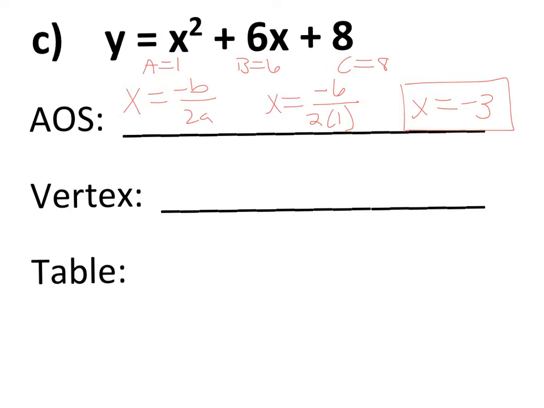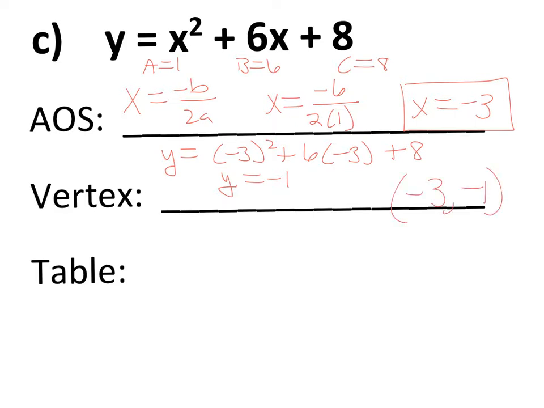Now I'm going to plug that in. Be careful when you plug in that negative: put parentheses around it. So I've got negative 3 squared plus 6 times negative 3 plus 8. You can just type that straight into your calculator, which is what I'm doing right now. Just give me a second here. And we end up with negative 1. So y equals negative 1, and my coordinate point is negative 3, negative 1.